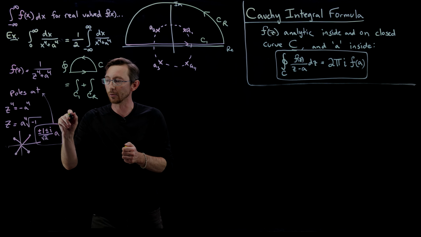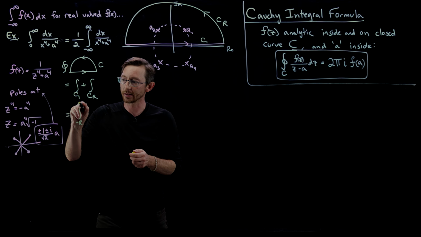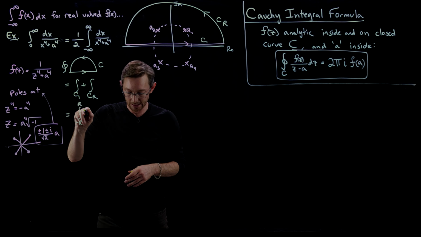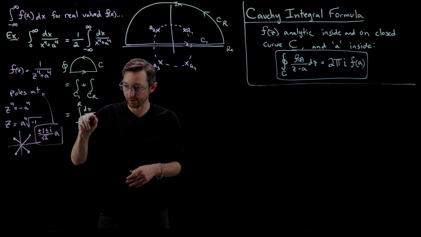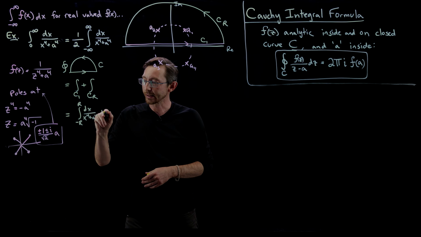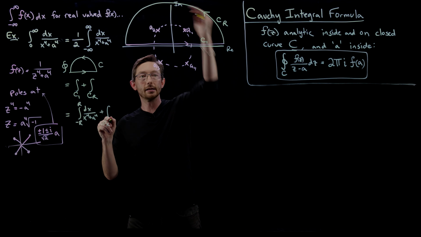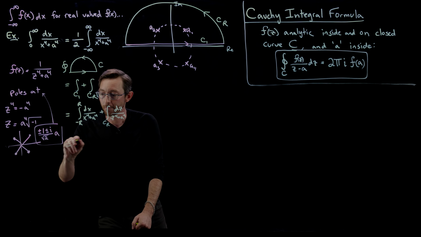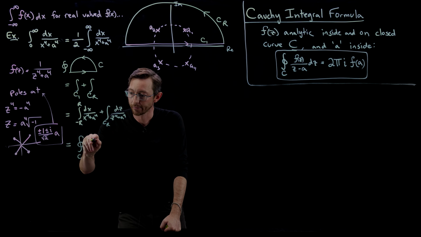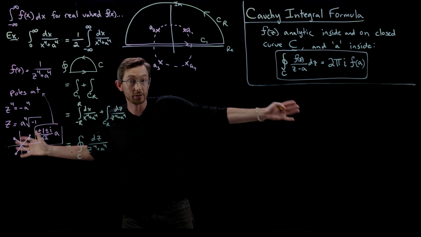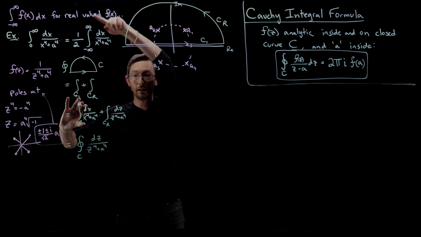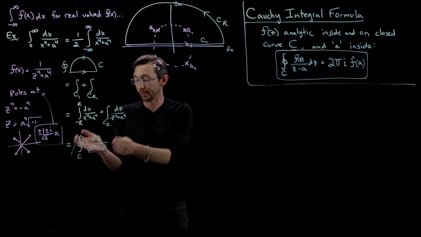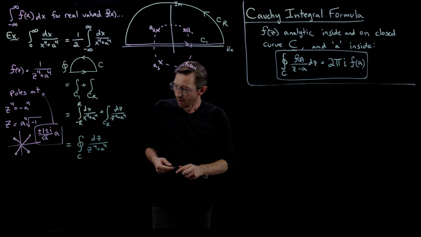So this literally equals the integral from minus R to R of dx over x to the 4th plus a to the 4th, plus the integral over this radius R curve of dz over z to the 4th plus a to the 4th. This thing equals the closed contour integral around C of dz over z to the 4th plus a to the 4th. And I'm going to take the limit as R goes to infinity, so this becomes minus infinity to infinity, the thing I want, and this is going to go to 0, so I just need to compute this thing. Okay? Whew, all right.